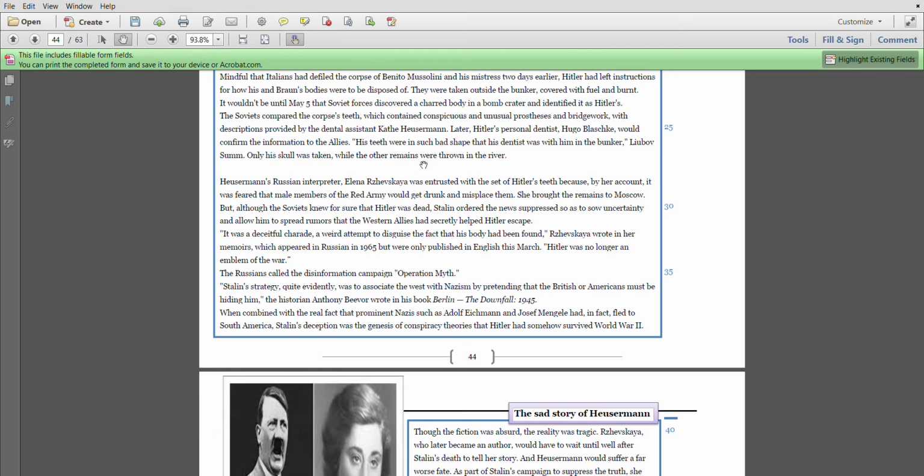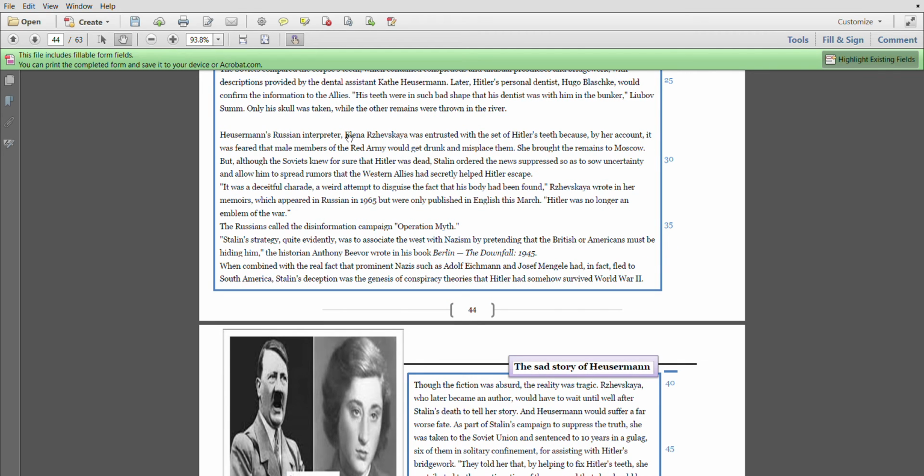His teeth were in bad shape, in such bad shape that his dentist was with him in the bunker. Only his skull was taken, while other remains were thrown in the river. Heusermann's Russian interpreter, Elena Rzhevskaya, was entrusted with the set of Hitler's teeth because, by her account, it was feared that male members of the Red Army would get drunk and misplace them.